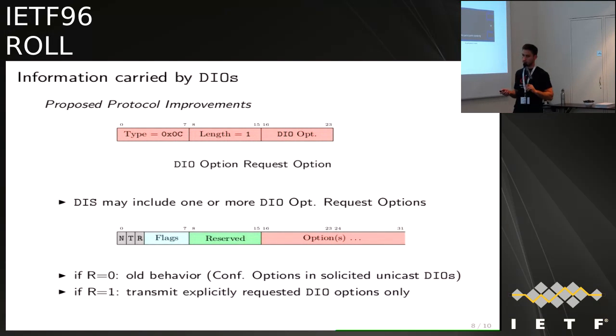And for this, to be backwards compatible, we need another flag from the DIS, which basically says if this flag is set, then take the new behavior where you just put the option that's requested in the DIO. And if the flag is not set, so the default behavior, then just put the configuration option in the DIO.